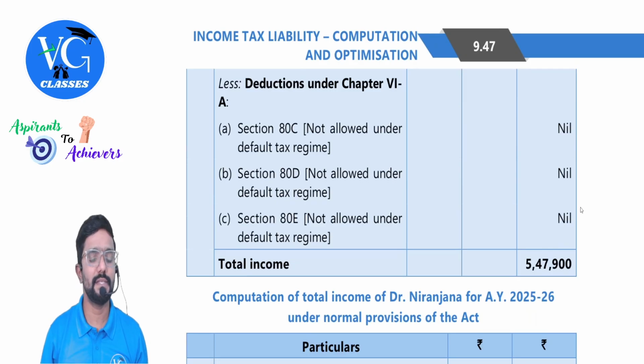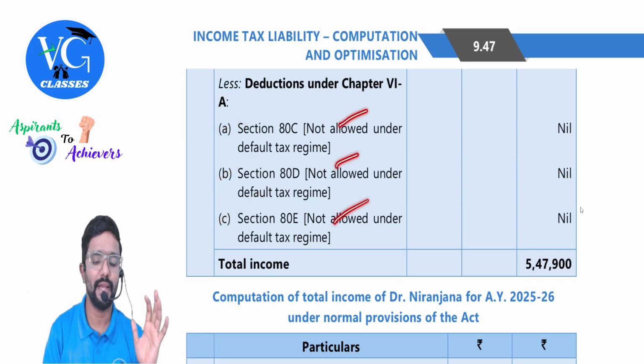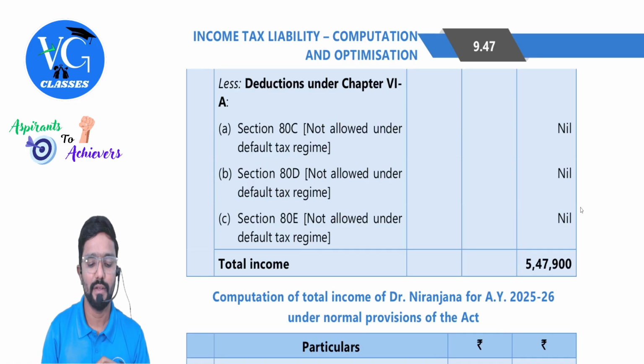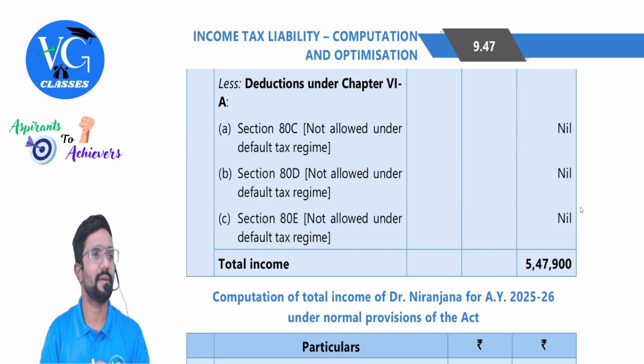So deductions under chapter 6A, 80C, 80D, 80E. Okay, not allowed. Not allowed. They are written separately. Better you give one single note for all. Clear? Yes. So total income is same. Total income is same, guys. Is that clear? Yes. Chalo.